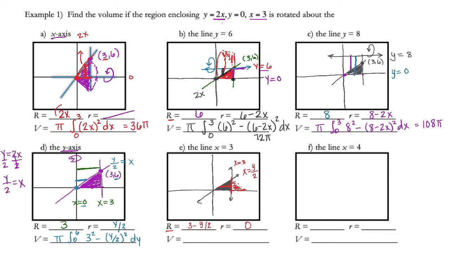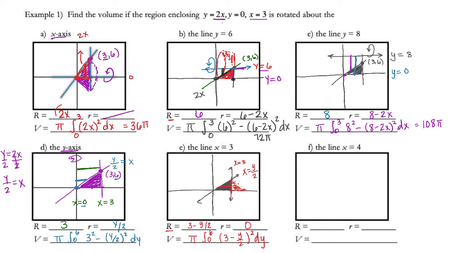And so our volume would be pi. And then our limits of integration, since we are parallel to the y-axis, we would be going from 0 to 6. And then big R squared, so 3 minus y halves all squared dy.